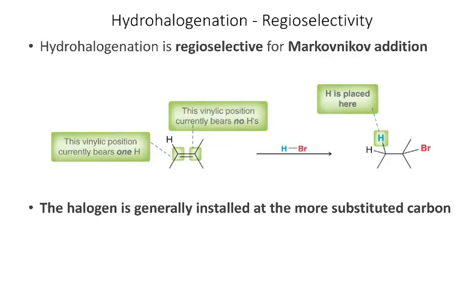So the rule that we have for hydrohalogenation is called Markovnikov's rule. And this says that the hydrogen adds to the less substituted carbon, and the halogen adds to the more substituted carbon. And we're going to study the mechanism later on in this video to explain why we see Markovnikov addition, where the halogen adds to the more substituted carbon.